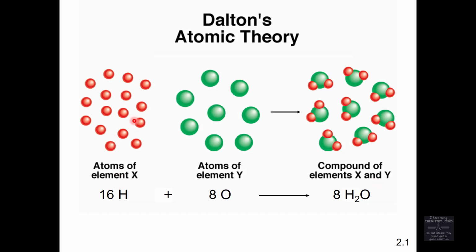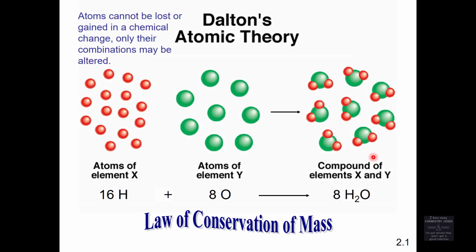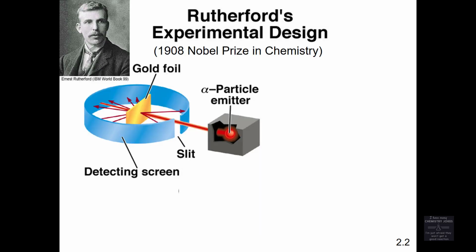But we don't destroy any of the red dots or the green dots. We just rearrange them to make new stuff. That theory that says you cannot create or destroy atoms, that's called the law of conservation of mass. So today we're learning about elements and what elements are composed of. One of the big players who figured out what elements are composed of was Rutherford.